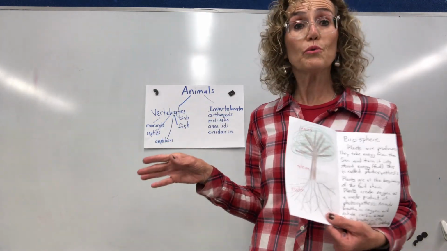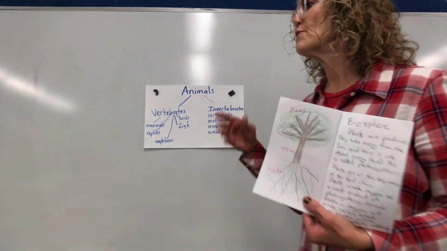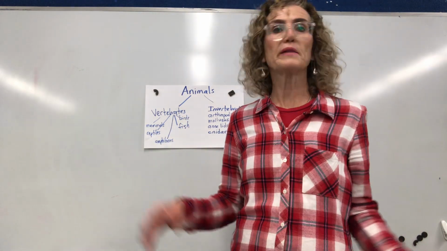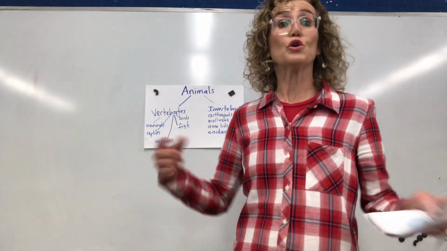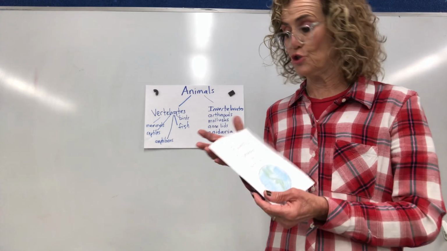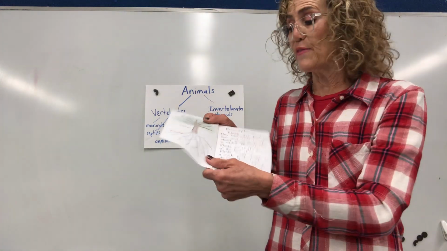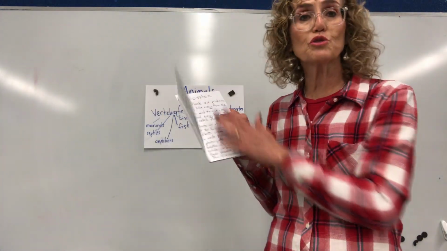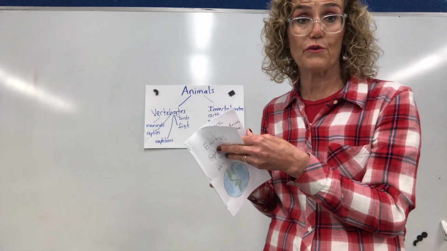You can do whatever you would like to do for the biosphere. Let's say you want to talk about the life cycle of a particular animal. You could do that. And you could draw a picture about that, and then you could tell me about it. You don't have to have just one page. You can have more than one page if you would like.